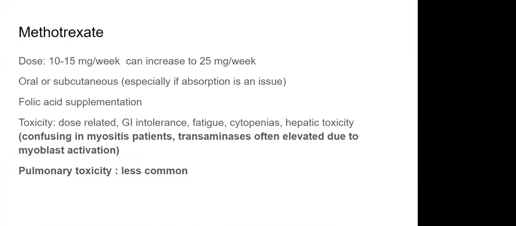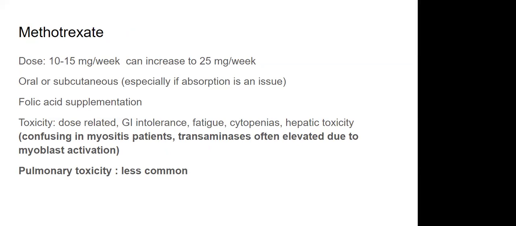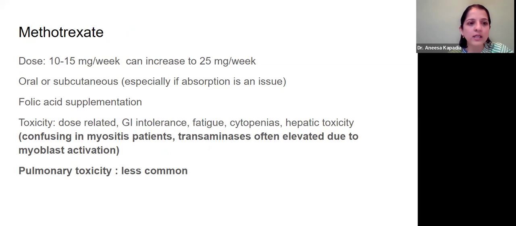The second drug which we use very commonly is methotrexate. We use this in many of our rheumatological diseases, but it also works in myositis. It can be used either orally or we have a subcutaneous option available. Always use it with folic acid. We start at a slightly lower dose, such as 15 milligram per week, and then can increase it to 25 milligram per week, depending upon the tolerability.